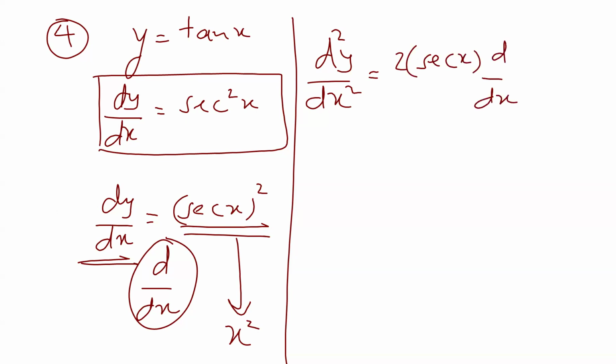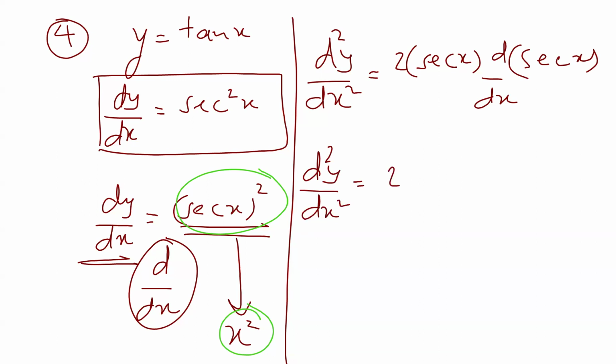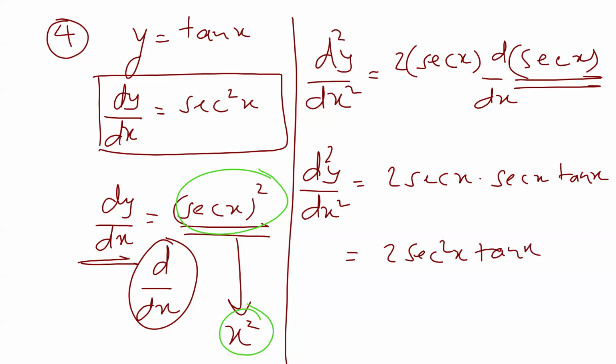Who is x over here? If you compare, x is sec x. So d by dx of sec x will come by the chain rule. So d square y by dx square is 2 sec x, and the derivative of sec x is sec x into tan x. So this will be 2 sec square x tan x.